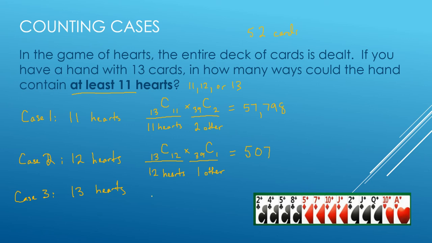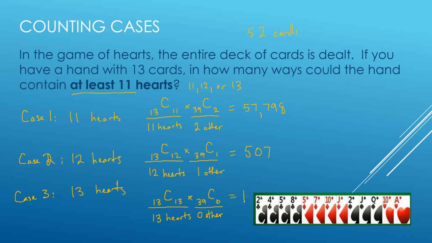And for 13 hearts, it's a little bit easier. You might not even need to do any work for that, but if you want to get 13 hearts, you're doing 13 choose 13. And we don't really need a space for this, but if you're that type of personality and you need to write this in, we're getting none of the other cards, so we're choosing 0.